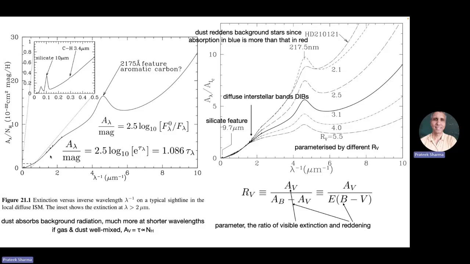So instead of this plot for A lambda versus lambda inverse, you get something like this. In infrared, more or less, RV does not matter; A lambda is more or less the same. But in UV and optical, they depend on this RV parameter. This is just a common parameterization that's used. So if you observe a high redshift galaxy, what do you use to model it? You choose one of these curves, say it has an RV of this, and see if it fits the broadband observations that we have.